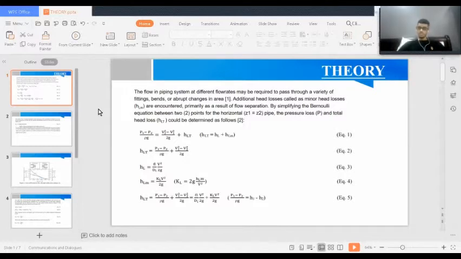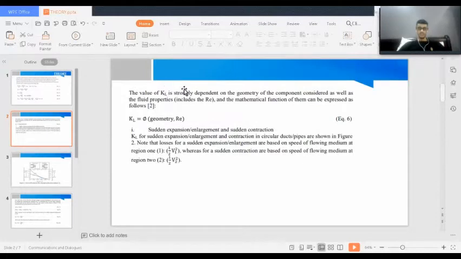So by simplifying the Bernoulli equation between 2 points for horizontal pipe, the pressure loss and the total head loss could be determined using the following equations. And the value of loss coefficient is strongly dependent on the geometry of the component considered, as well as the fluid properties, and the mathematical function of them can be expressed using the following equation.